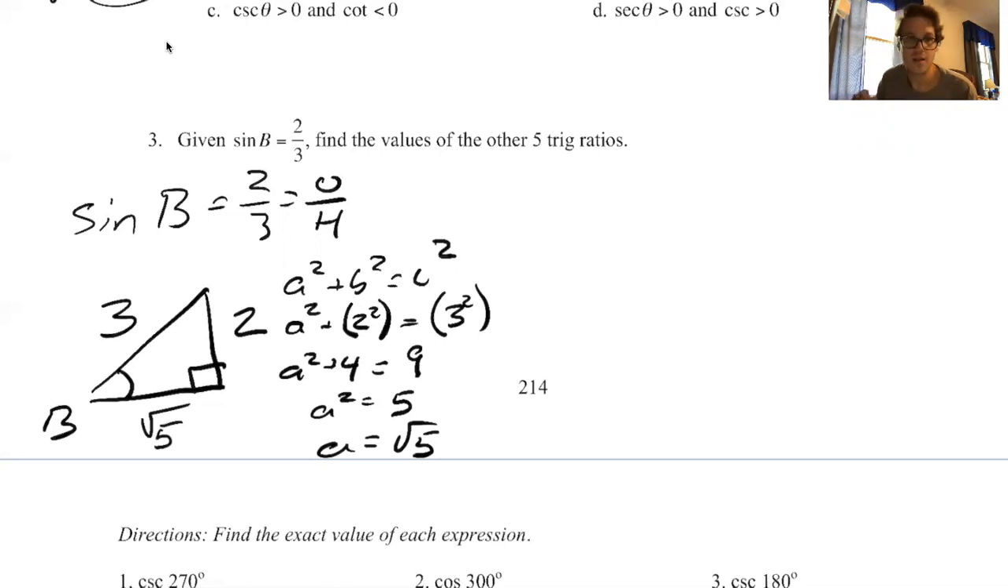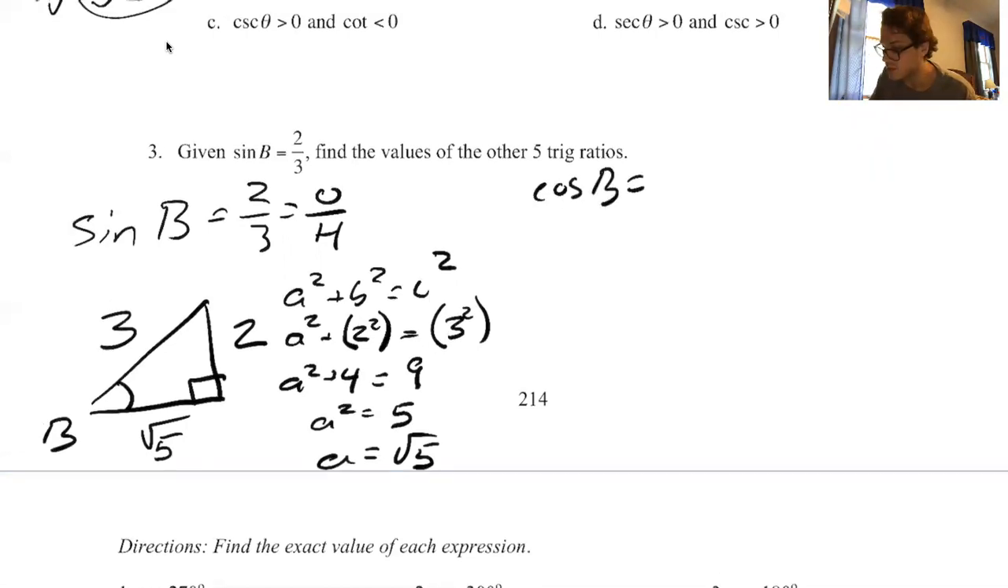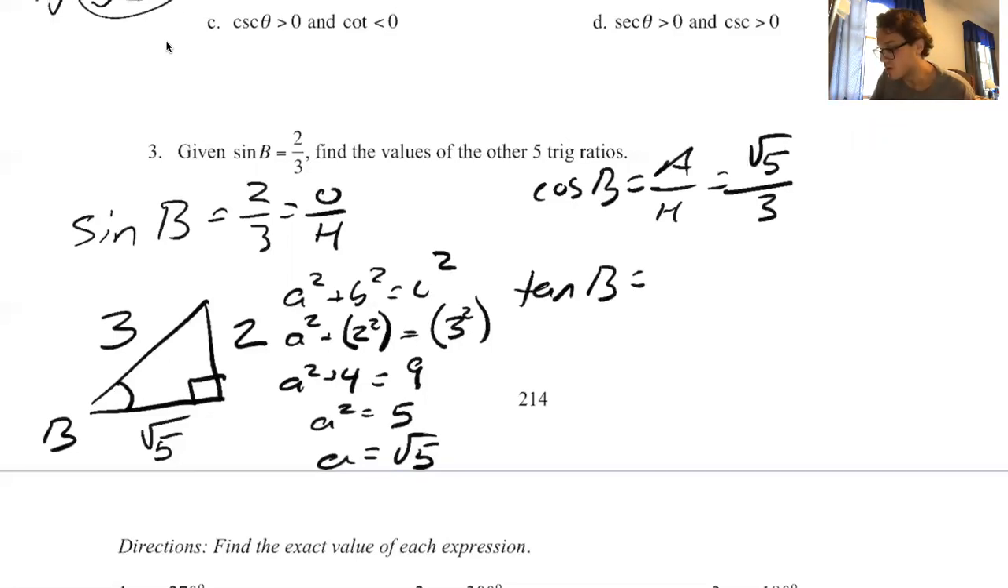And now it's quite easy now that we have a triangle. We already know sine is 2/3, so let's say cosine of B now. Well, that's always equal to the adjacent side over the hypotenuse. The adjacent side is just radical 5, the hypotenuse is 3, okay? And tangent of B, well, that's equal to opposite over adjacent, so that is 2 over radical 5, or once we rationalize, we'll get 2 radical 5 over 5.